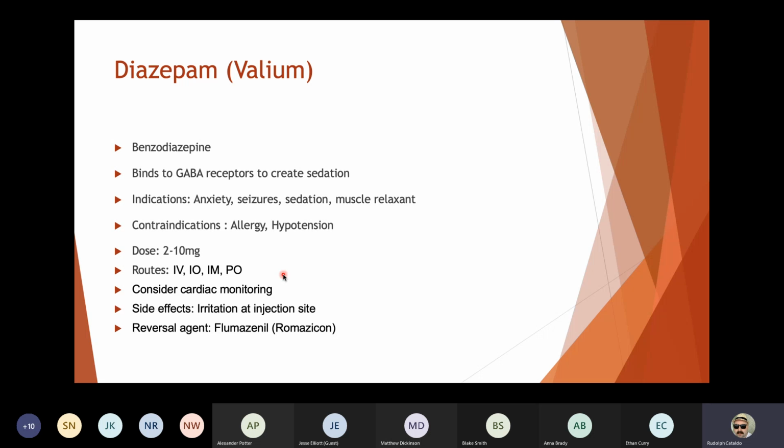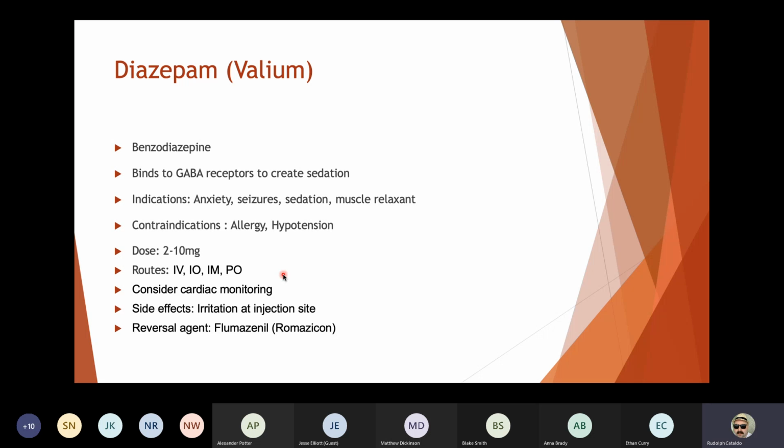Some of our indications: anxiety, seizures, sedation, muscle relaxants. Valium is really good for seizures. The problem with it is it's a little bit thicker medication, so you generally can't give it intranasal. So that's why you'll see down in the routes that I don't have that down there. 2 to 10 milligrams is a pretty broad dose as well. I'd say if you're given 10 milligrams of a benzodiazepine, you're probably looking to sedate somebody. A more common dose would be like 2 to 5.